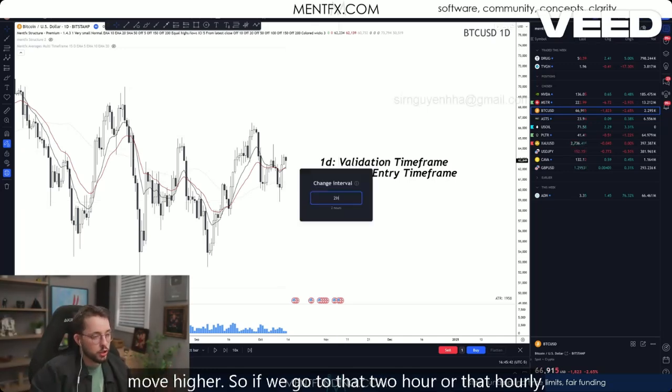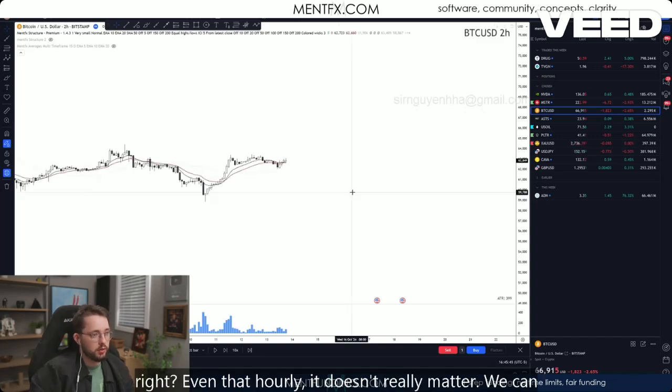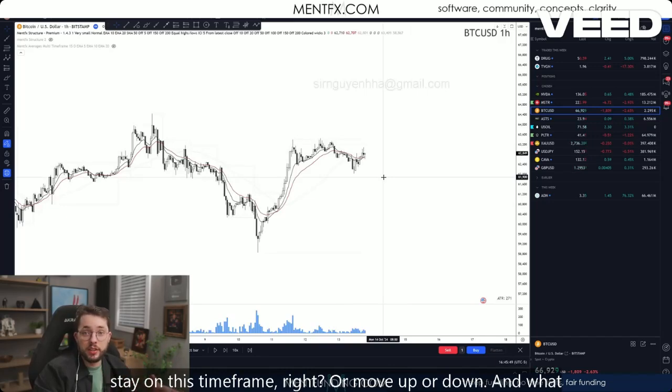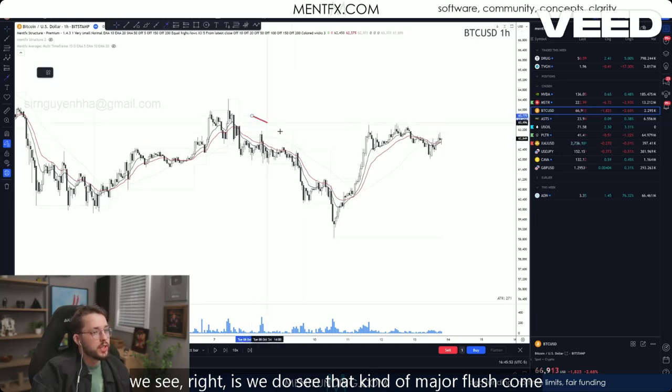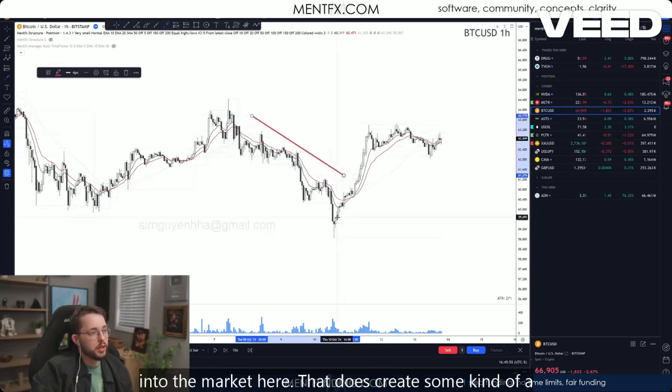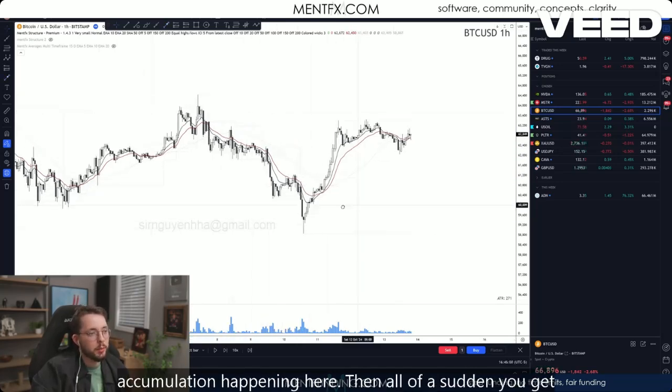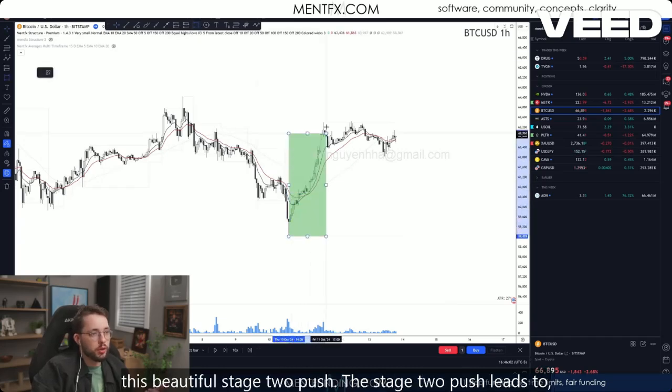So if we go to that 2 hour or that hourly, right, even that hourly, it doesn't really matter. We can look at the move and we can understand if it makes sense to stay on this time frame or move up or down. And what we see, right, is we do see that kind of major flush come into the market here. That does create some kind of anticipation on the higher low. So clearly we know there's some accumulation happening here. Then all of a sudden you get this beautiful stage 2 push.